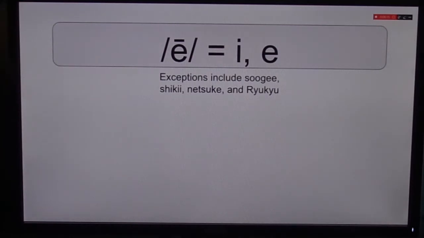Another thing is that for E, the E sound along E mainly uses an I. Every once in a while you'll get an E, like in karate and karaoke, but that's relatively rare. I is overwhelmingly more common, but some exceptions to both of these letters include Suji, Shiki, Netsuki. Yes, the Netsuke is pronounced Netsuki, and Ryukyu.